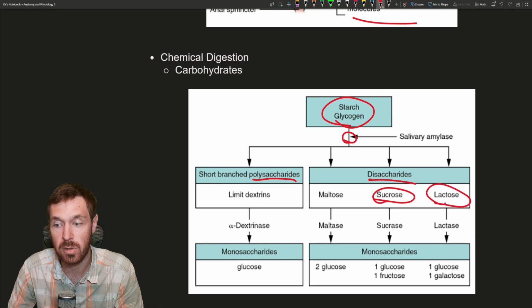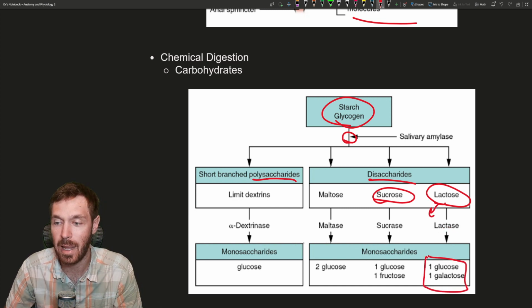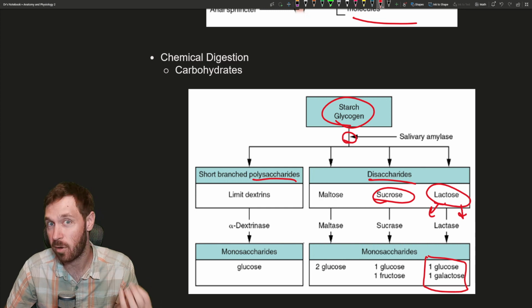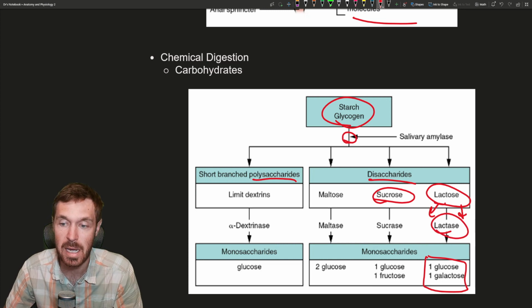Lactose, if you're lactose intolerant, you lack this enzyme here called lactase, and you can't produce the two monosaccharides from it, and then lactose ends up going through your system. And if you're lactose intolerant, you know the problems that lactose causes, because of this missing enzyme called lactase.